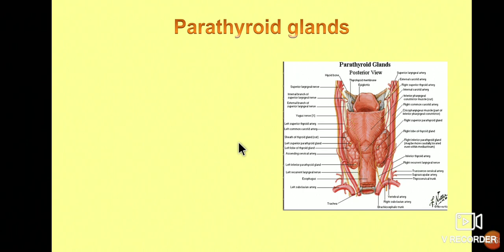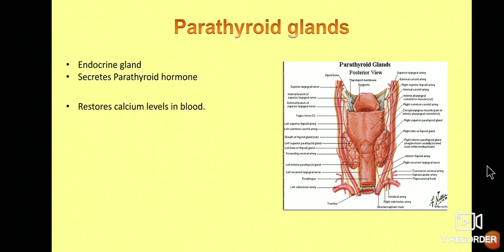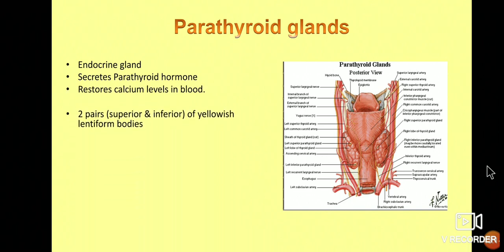So for mobilizing the calcium which is stored in the bones and maintaining the optimum levels, the parathormone is very essential. It is also an endocrine gland, and as I told you, you have a pair of superior parathyroid and inferior parathyroid. Sometimes you can see supernumerary glands, up to 3 pairs, but it is very rare. Mostly 80 to 85% of the subjects have 2 pairs of parathyroid glands.